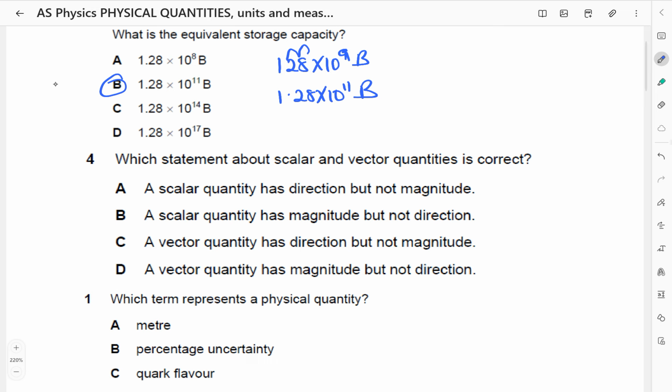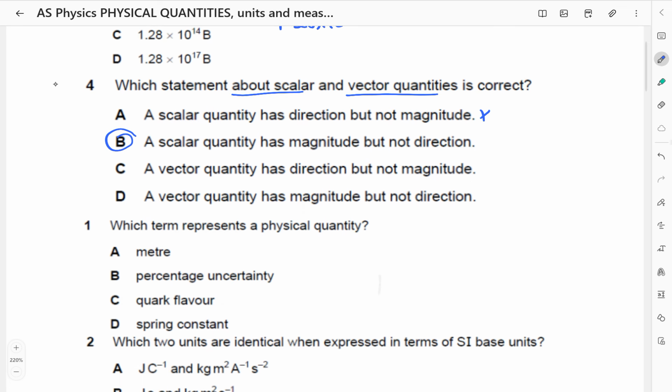Which statement about scalar and vector quantities is correct? We know a scalar quantity has only magnitude, a vector quantity has both magnitude and direction. So automatically, the option saying a scalar quantity has direction is not true. A scalar quantity has magnitude but no direction. I think that is true. The rest may not be making any sense.